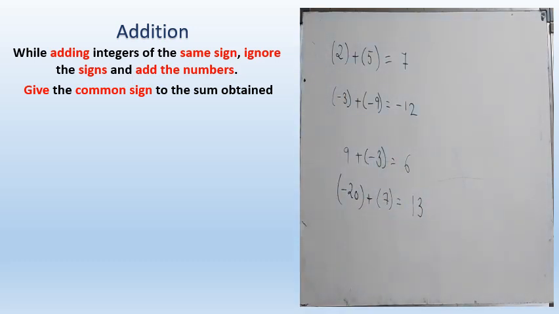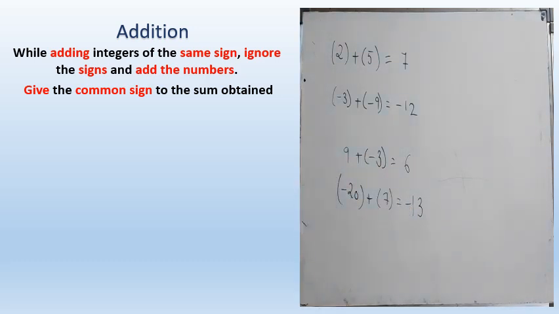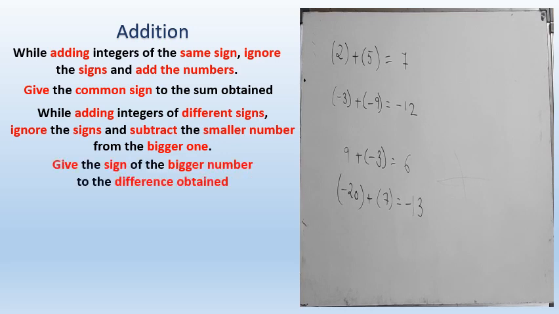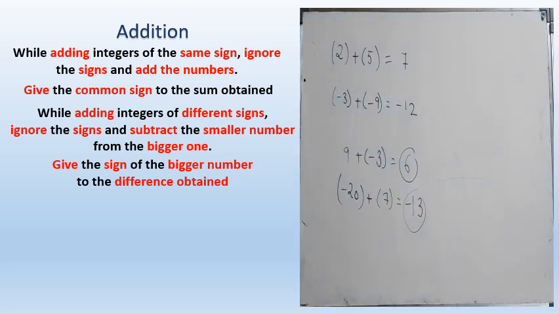And we are going to look at the sign of the bigger number. The bigger number is 20. So we are going to put the negative sign over here. So students, while adding integers of different signs, you ignore the sign and subtract the smaller number from the bigger one. And then you give the sign of the bigger number to the difference obtained.